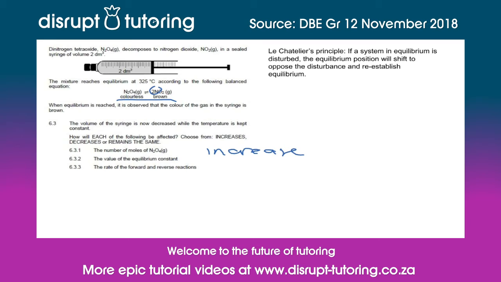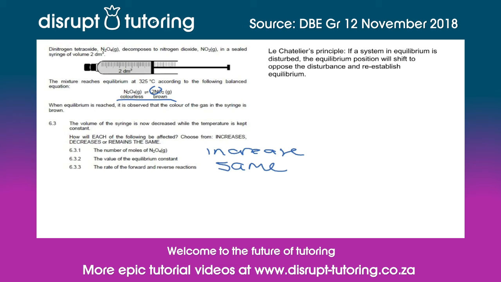For the second question, the value of the equilibrium constant, you need to recall that only a change in temperature can change the value of the equilibrium constant. So for an increase in pressure, with a constant temperature, the equilibrium constant remains the same.